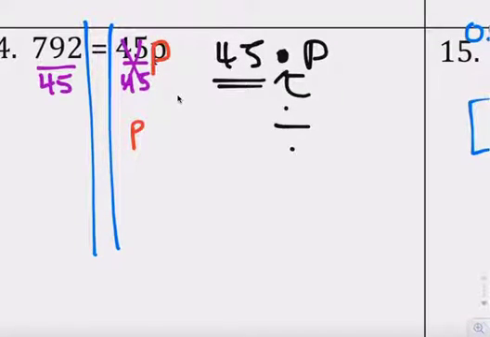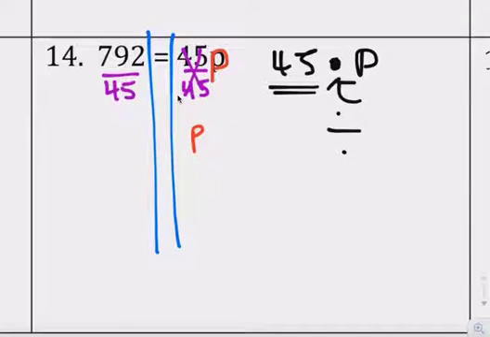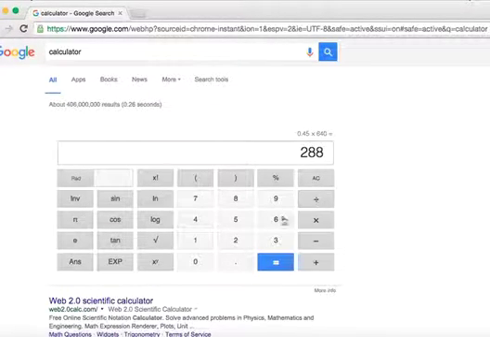This problem here, it's 45p. The opposite of multiply is divide, so divide both sides by 45. You get p equals, and then you take this number right here and put it in: 792 divided by 45. 17.6 is p.